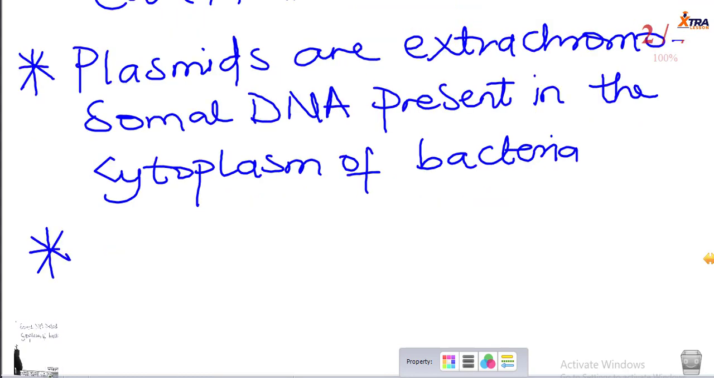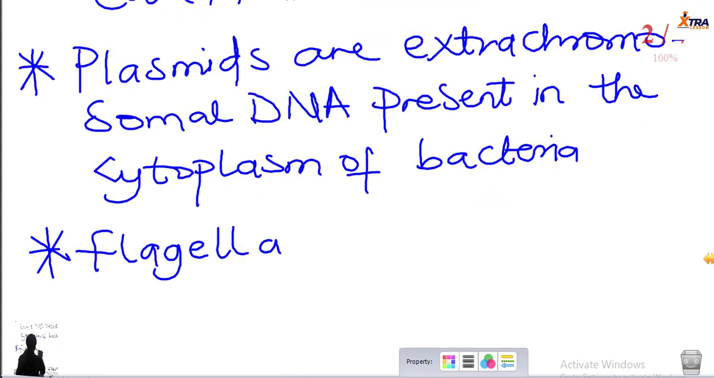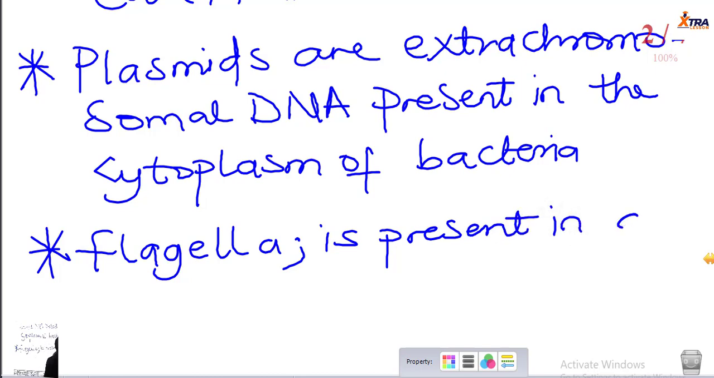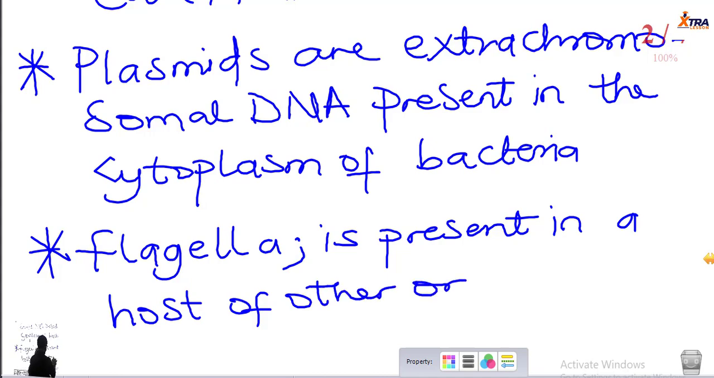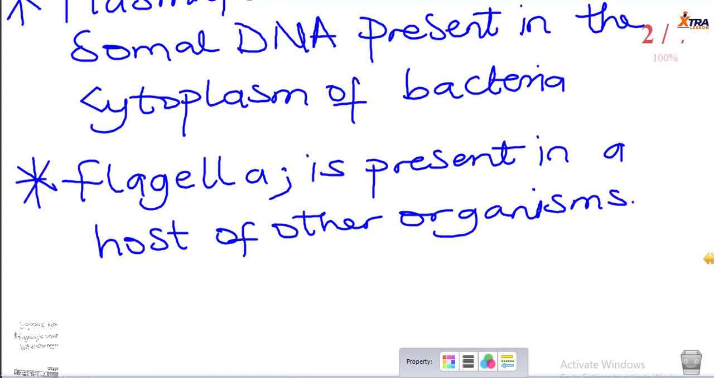About the flagella. Well, you should know that flagella is present in a host of other organisms. Don't forget that the flagella is present in a host of other organisms, and it is used for locomotion in bacteria.